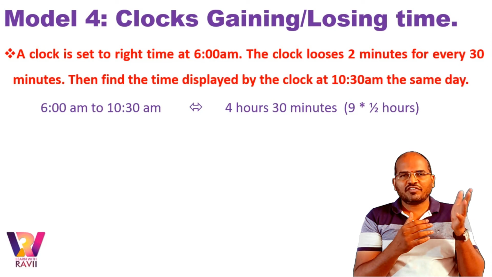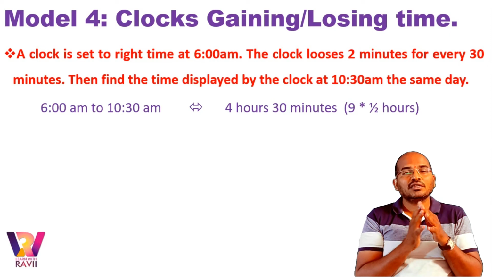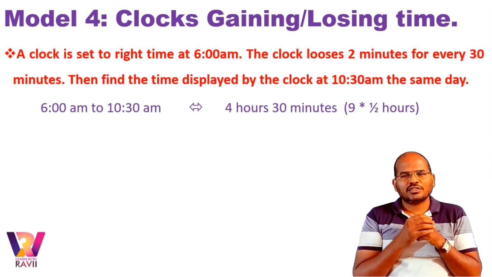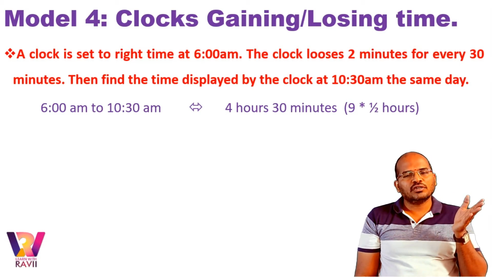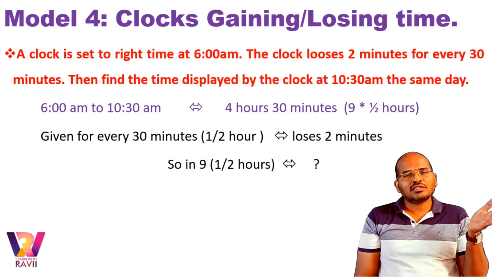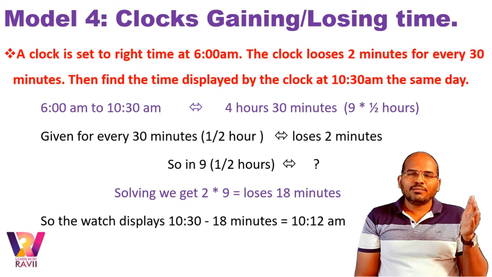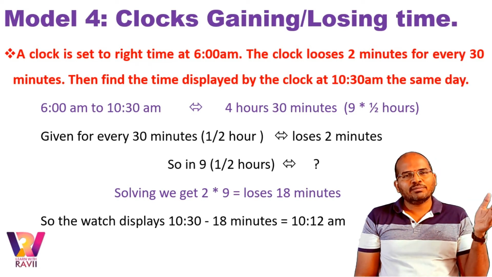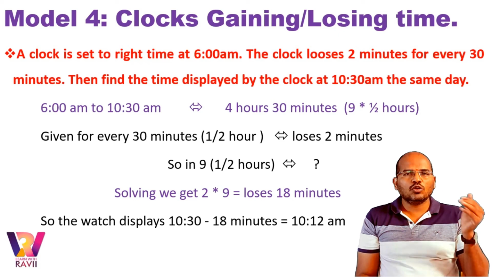So 4 hours is 8 half hours and plus 1, so it is 9 half hours. So 4.5 hours is 9 half hours. Why am I saying 9 half hours? Because we have a loss for every 30 minutes. For every half hour, the clock loses 2 minutes. So for 9 half hours, it loses 18 minutes. So at 10:30, the time displayed will be 10:30 minus 18 minutes, that is 10:12. So that's how we calculate the problems where the clock will gain time, where the clock will lose time.